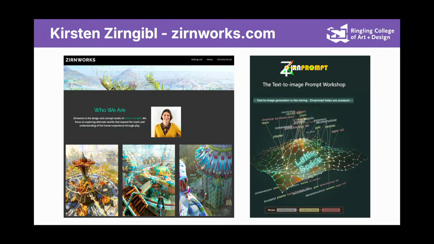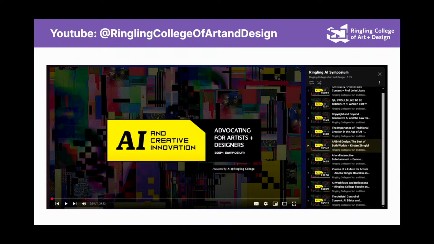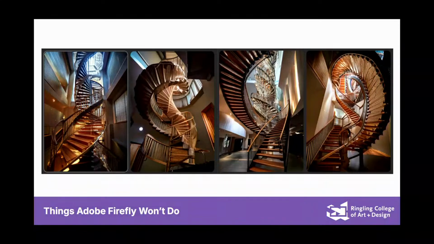I do want to point to someone who can do all of those things and use AI tools really, really well, which is an artist named Kirsten Zerngebel. You can check out her work at zernworks.com. She was our keynote speaker at our AI and Creative Innovation Symposium at Ringling College of Art and Design. If you're interested in someone really using these AI tools at a high level, you can watch her hour-and-a-half talk on the Ringling College of Art and Design YouTube channel and see some really amazing things. That's someone who uses those tools in a really compelling way.